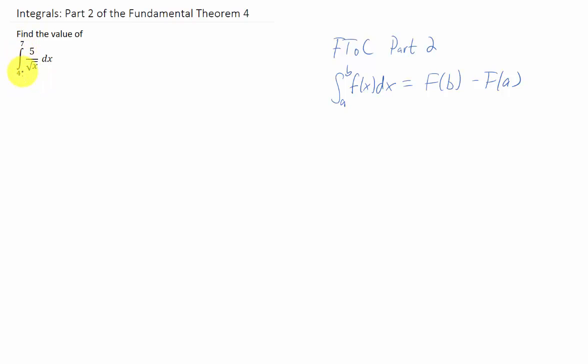We're going to evaluate this definite integral using the fundamental theorem of calculus, part 2. The first thing that we want to do is just rewrite the problem. The square root of x is x to the 1/2, and that x to the 1/2 power is in the denominator, so we can move it up to the numerator and call it a negative power.